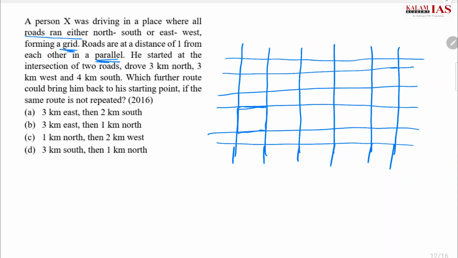He started at an intersection of two roads. Suppose he starts at this point. Drove 3 kilometers north. 1, 2, 3. He reaches this point. 3 kilometers west. Again 1, 2, 3. And 4 kilometers south. 1, 2, 3, 4. So this is the starting point A, point B, point C, point D, 4 kilometers south.